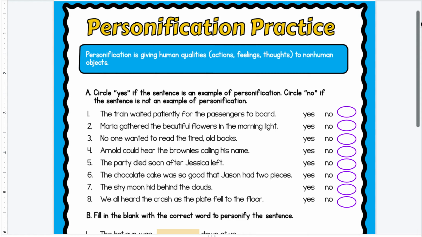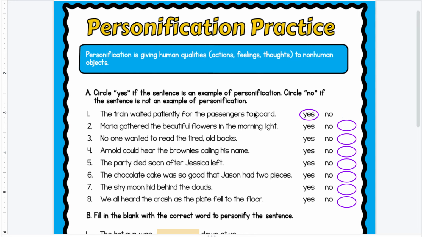So the train waited patiently for the passengers to board. So the train waited. Now this is where we want to talk about personification, okay? So trains can wait, but it's how it waited patiently. Right? Can it wait patiently? A train either waits or it doesn't. It doesn't have a feeling. It can't wait impatiently because it doesn't get upset, right? So this is an example of personification, right? That one was a little tricky.